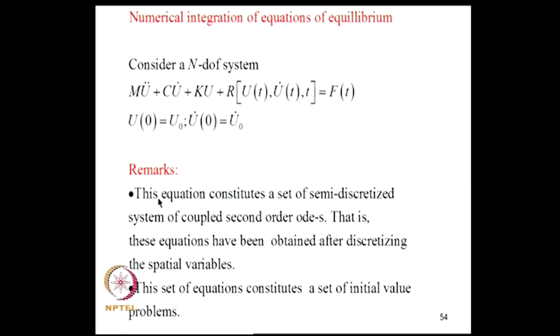Now, this equation constitutes a set of semi discretized system of coupled second order ordinary differential equations. Semi discretized means in space we have accomplished discretization, but time is still continuous, it has not yet been discretized, that is why we call it semi discretized. That is, these equations have been obtained after discretizing the spatial variable. This set of equations constitutes a set of initial value problems. That means that upon integrating these equations there will be arbitrary constants, and in order to determine those arbitrary constants we know the state of the system at the same value of the independent variable, namely t equal to 0. Therefore, they are called initial value problems.